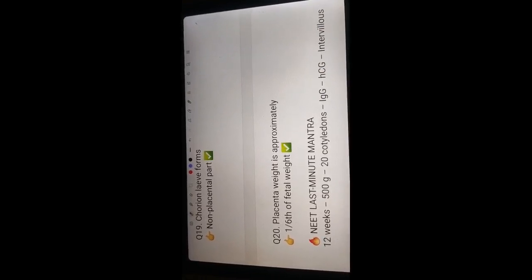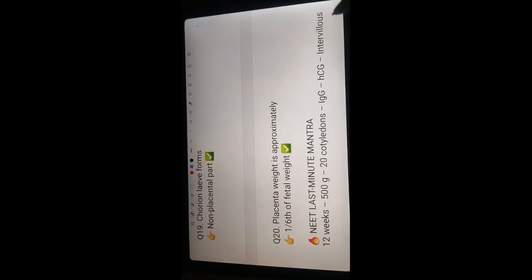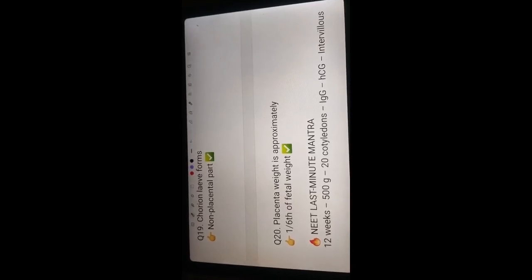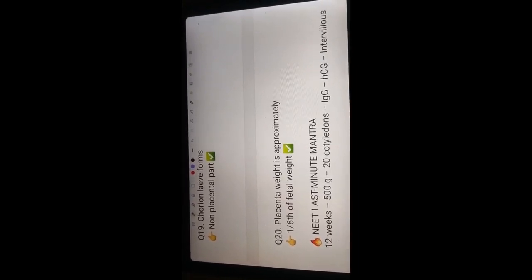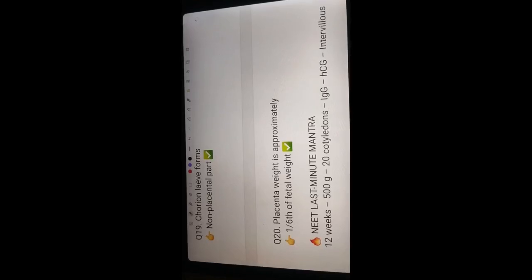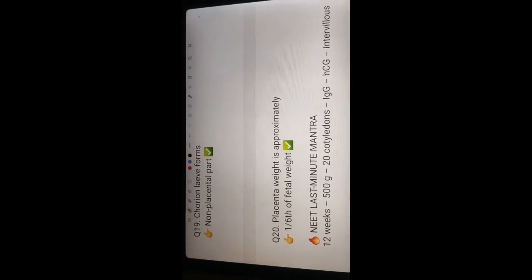Then placental weight is approximately 1/6 of the fetus. This is the last-minute revision of everything we have to remember about the placenta. Important things: 12 weeks, 500 gram, 20 cotyledons, IgG, HCG and intervillous. In our next video, we will discuss the placental hormones and placenta accreta and vasa previa.